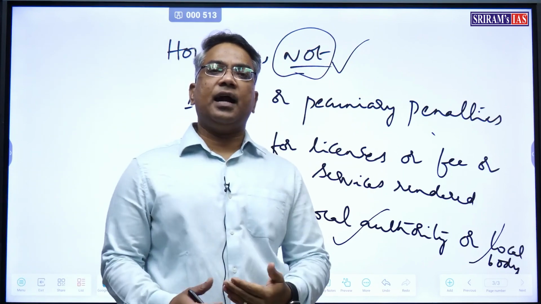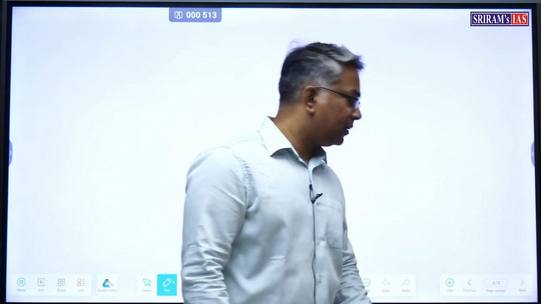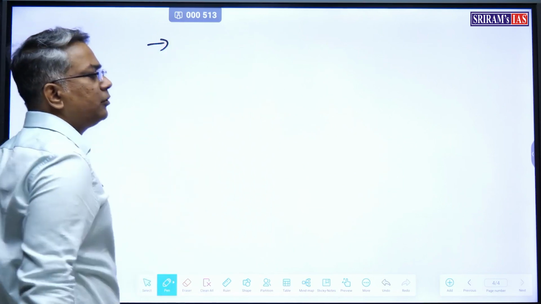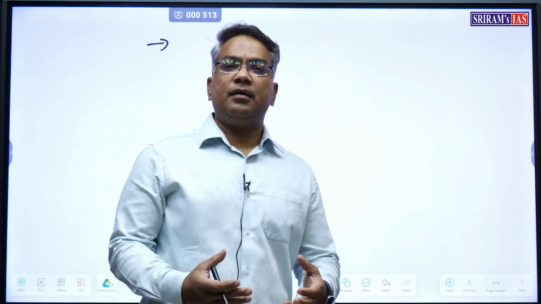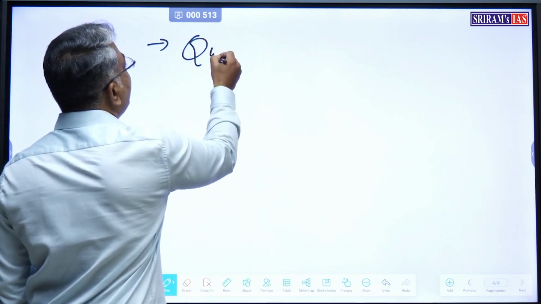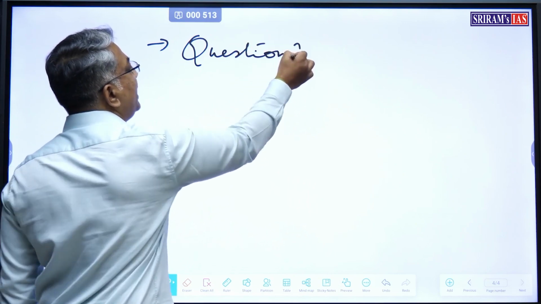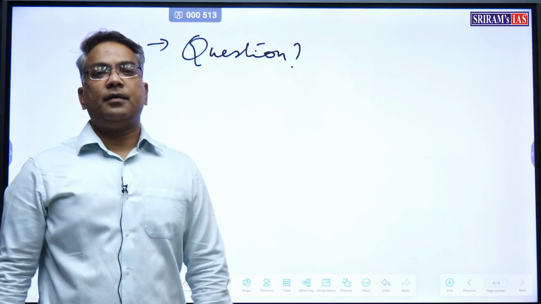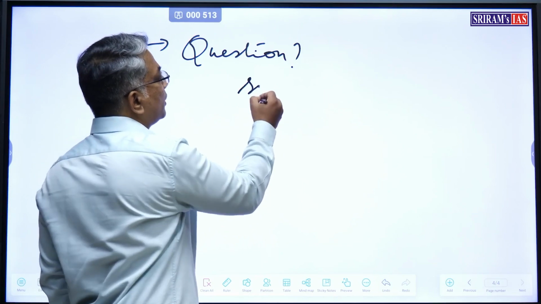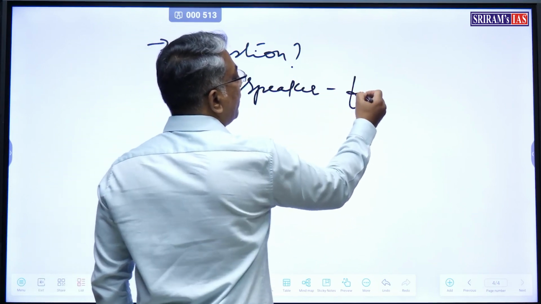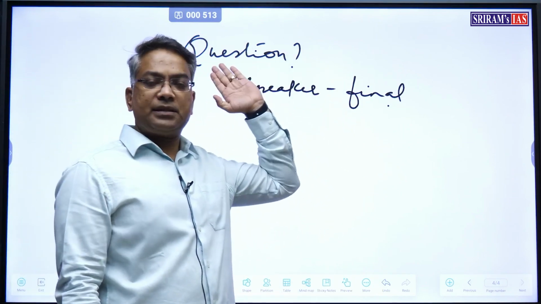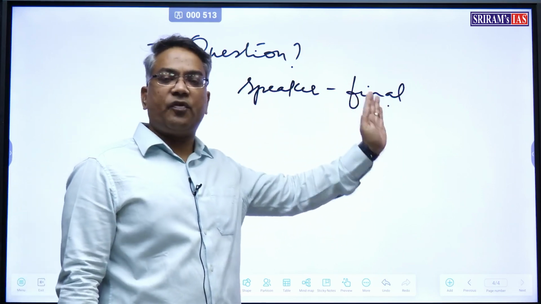Now, let us further understand the procedure of the money bill. Okay. So, before entering into the procedure, let us understand an important thing related to money bill, that is, regarding a question on whether it is a money bill or not. Who will decide? The Speaker of the Lok Sabha decides whether a bill is a money bill or not, and his decision is final.